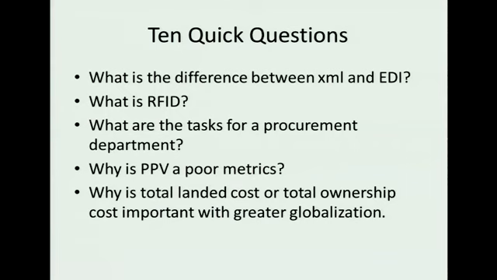Why is total landed cost or total cost of ownership important in globalization? Well, the reason is, if your supplier's far away, there's hidden cost to that, right? You have to store inventory, you have additional transportation cost, and you have to have a good grasp of what that additional supply chain cost for inventory and transportation is going to be.